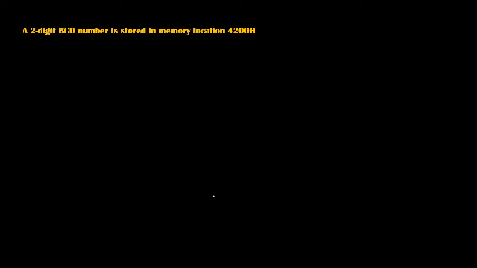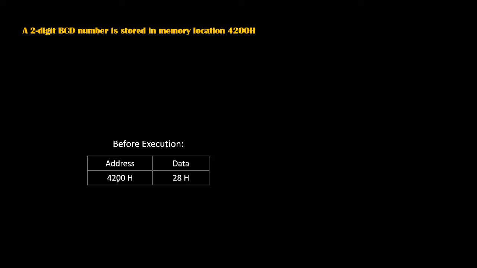Hello everyone, today we are going to learn a program of unpacking a number. The program says that a 2-digit BCD number is stored at memory location 4200H. Before execution, at memory location 4200H, let's say the value is 28H. Now what we need to do is unpack it. After unpacking this number, we will get 02H and 08H.